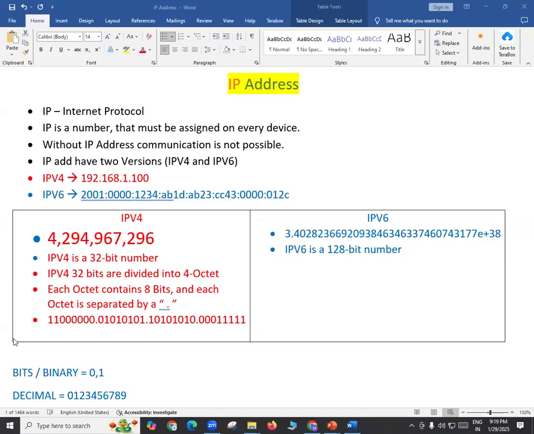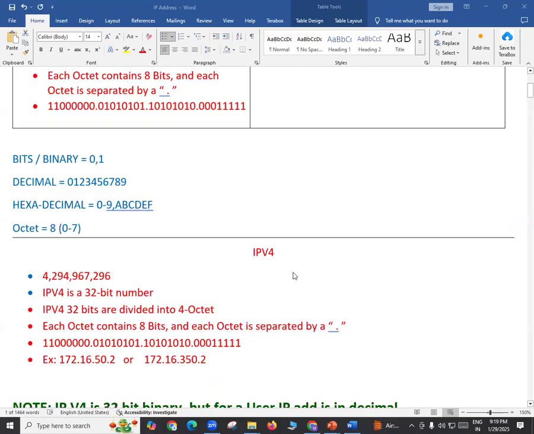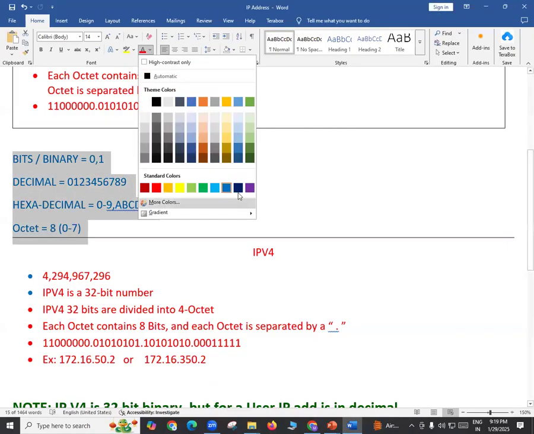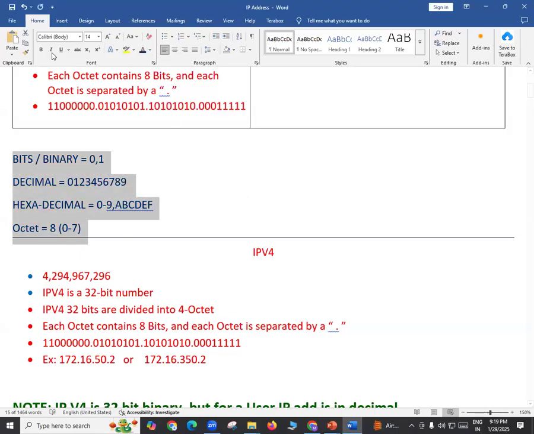Done. Now let us just focus more on our IP version 4 design and IP version 4 number. See here, friends, this is a concept that deals with many numbers. Like there are some numbers called binary numbers, there are some numbers called decimal numbers, there are some hexadecimal numbers, and there is something called octet. So these are the numbers that we need to understand carefully here.